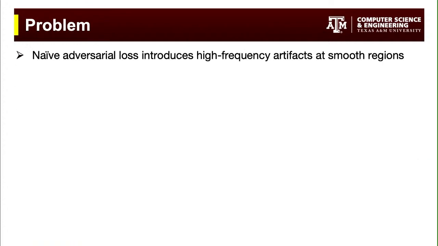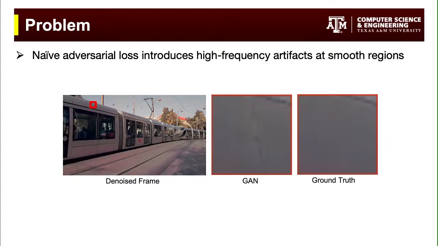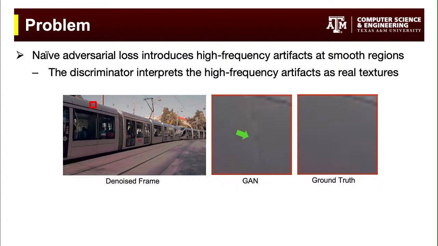Unfortunately, by using a naive adversarial loss, high-frequency artifacts appear in the smooth regions of the generated frames. To see this, let's look at a denoised frame generated by this approach. I'm going to focus on the insets to better show the problem. As indicated by the arrow, the result of the generative adversarial network has high-frequency artifacts in the smooth regions. This is mainly because the discriminator interprets the high-frequency artifacts as real textures.